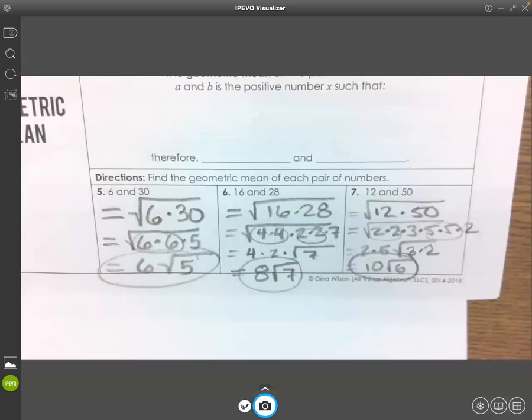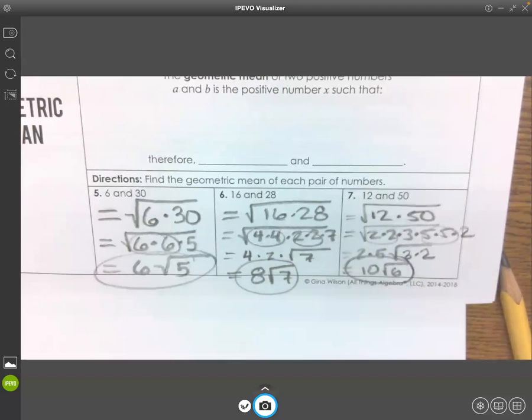Check your answers here. You should have gotten 8 root 7 and 10 root 6. I sure don't remember you multiply. I don't suggest you take 16 times 28 and get a big number, because you're only then going to divide it down anyway. So you may as well start factoring right away.